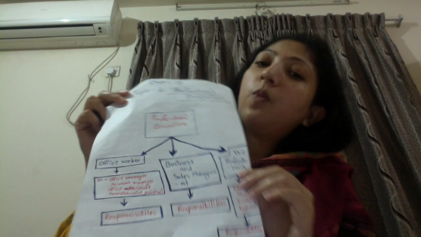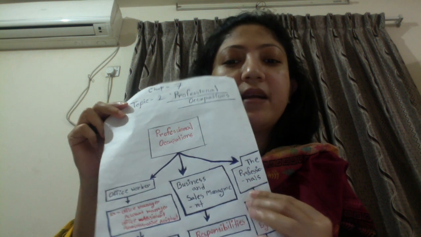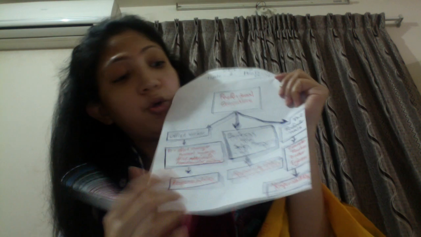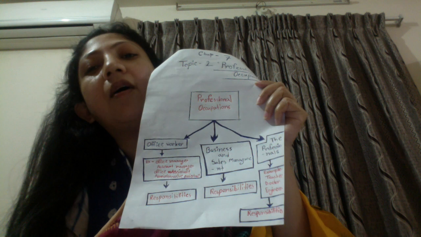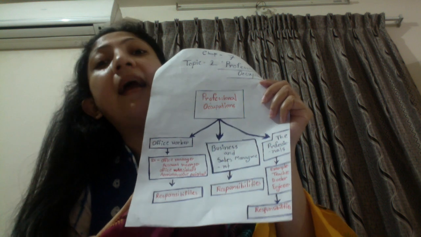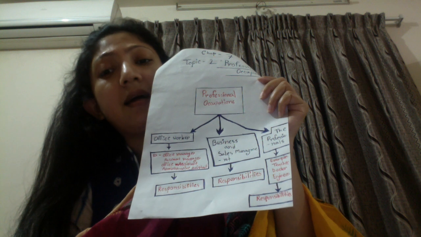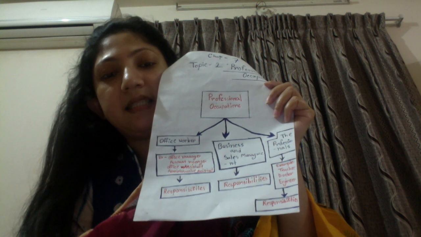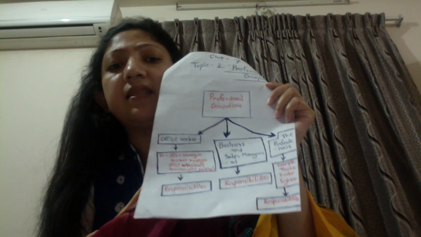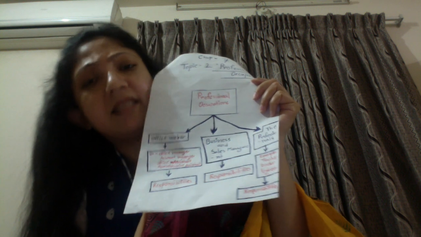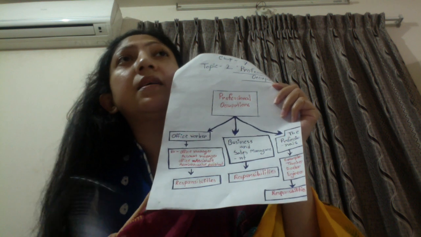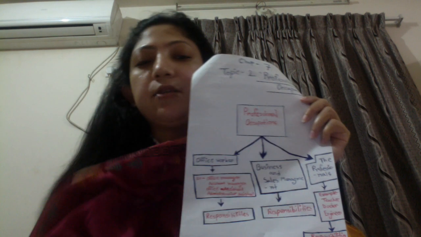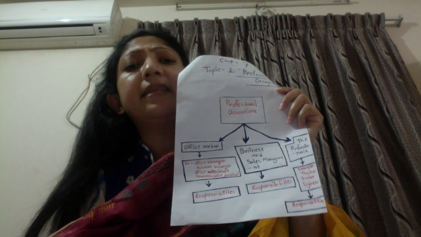Now the professionals. What is called professionals? The professionals means those who need special or advanced education or skills or special or advanced training. For example, teacher, doctor, engineer, pharmacist, etc. What are their responsibilities? The teachers like me, what will I do? I teach you. So the teacher's duty is to teach the students.